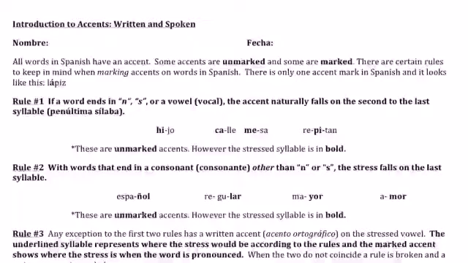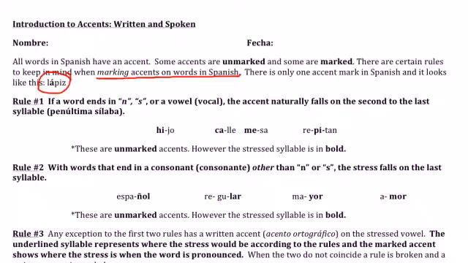In Spanish, you may have noticed that on some words you'll see an accent mark, and that would be called a graphic accent. But to begin, all words in Spanish have an accent. Some accents are unmarked, the majority of them are, and some are marked, and we call those graphic accents. There are certain rules to keep in mind when marking accents on words in Spanish. And there is only one accent mark in Spanish, and it looks like this.